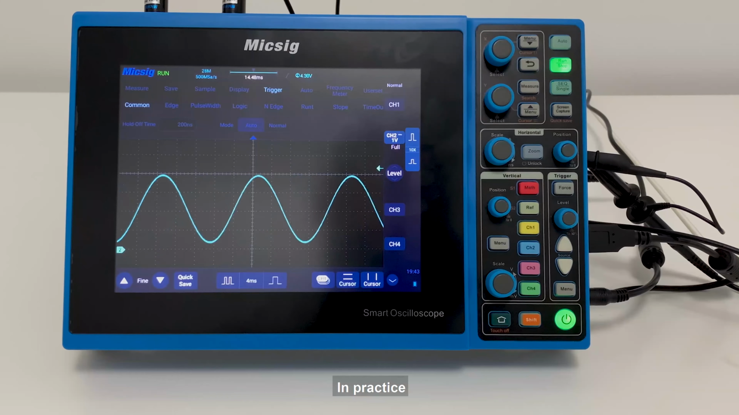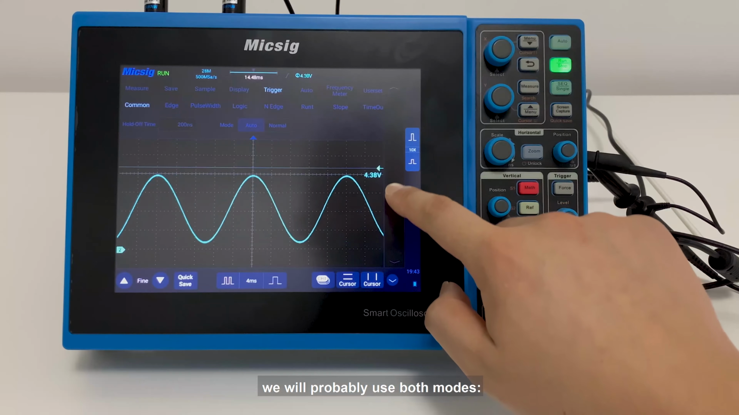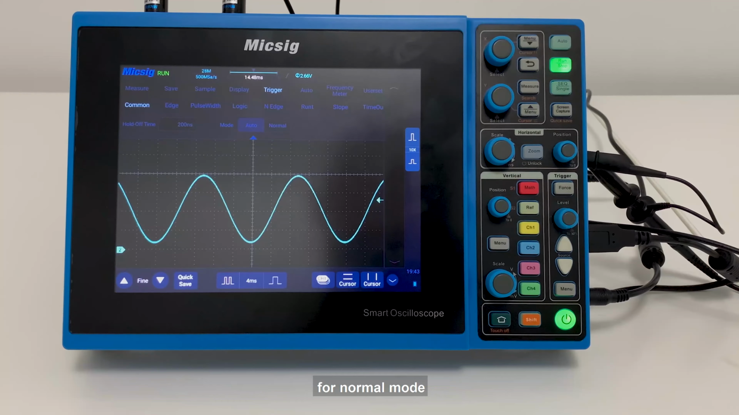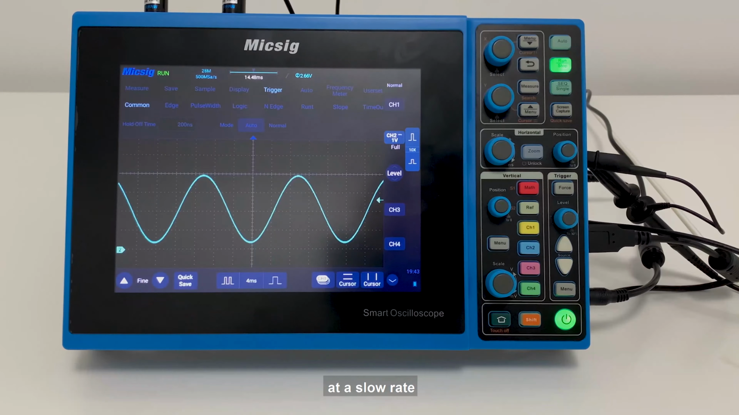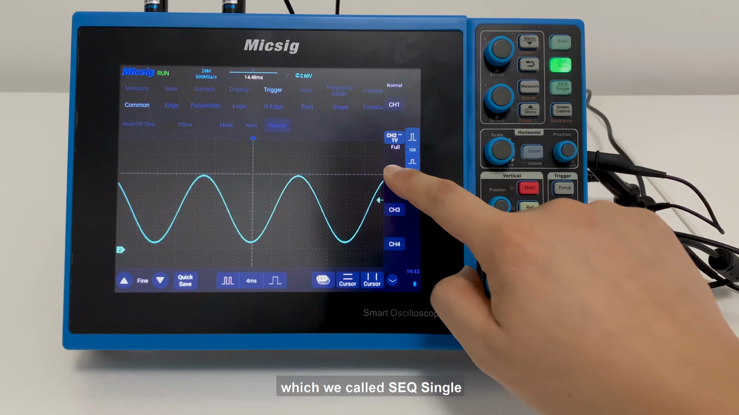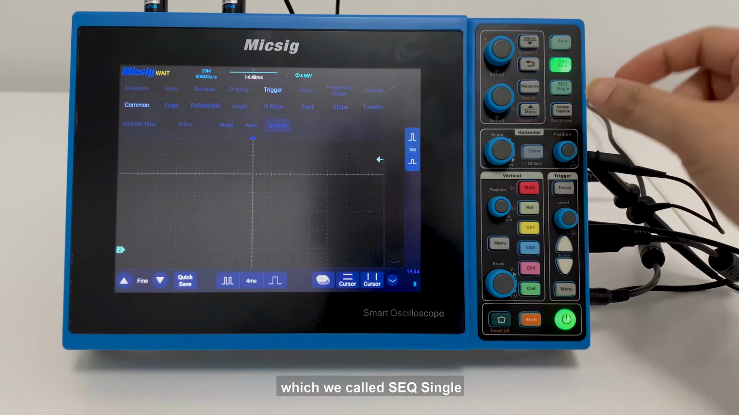In practice, we will probably use both modes. Normal mode, because it lets us see just the signal of interest, even when triggers occur at a slow rate, and auto mode because it requires less adjustment. Oscilloscopes also include special modes for single sweeps, which we call SEQ single.